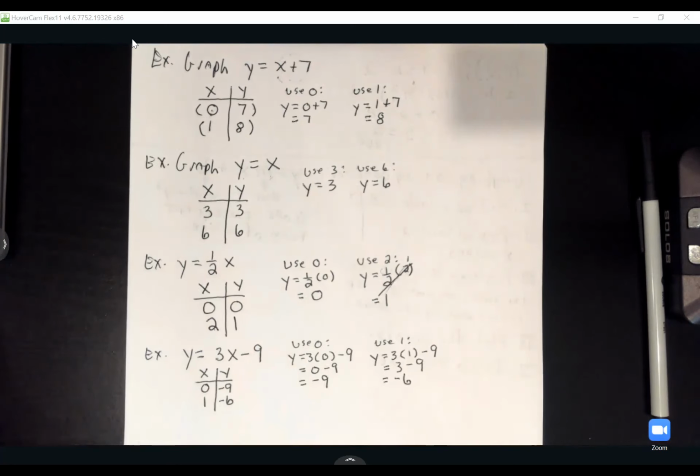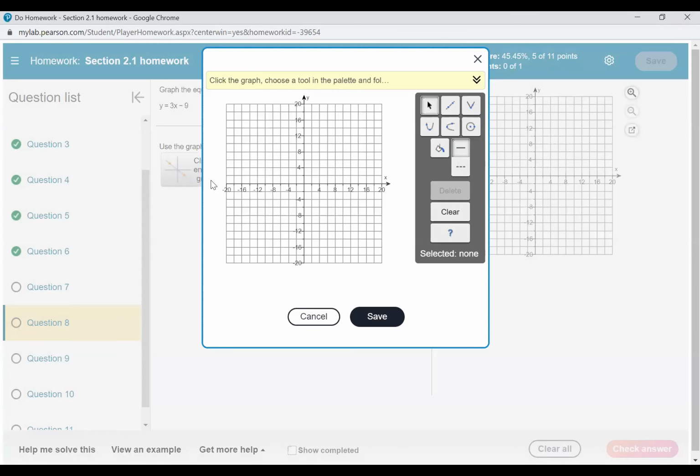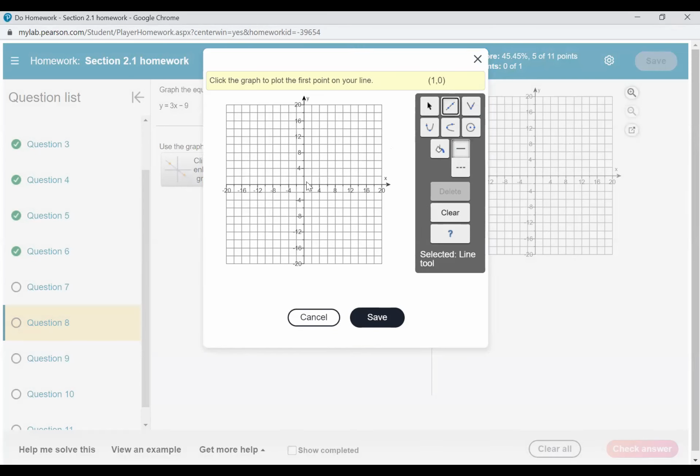All right, y'all, the 2 points. Let's go plot them and see what happens. All right, so click to enlarge graph, grab my line tool. We had 0, negative 9. Remember, 0 means it goes straight down, negative 9. And this one's going by 2s also, so be careful. So 0, negative 9 is showing in the yellow banner, so click it. And then I had 1, negative 6. So go right 1 and down 6.